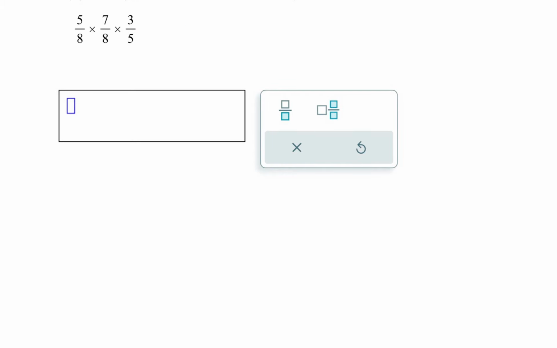Here's another example. So if I multiply the numerators, I have 5 times 7 times 3. Denominators, 8 times 8 times 5. I definitely see some simplifying I can do here, because I can pull out a common factor of 5 from the numerator and the denominator. That gives me a 1 in both of them. I don't see anything else in the numerator and denominator that share common factors. So when I multiply, I have 1 times 7 times 3, that's 21, over 8 times 8 is 64.